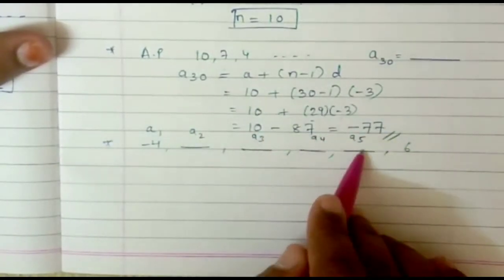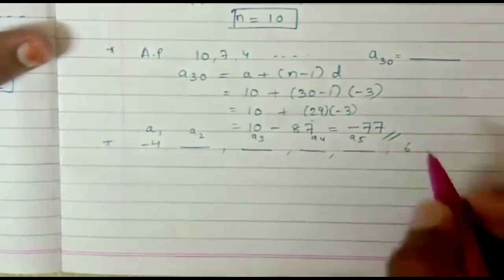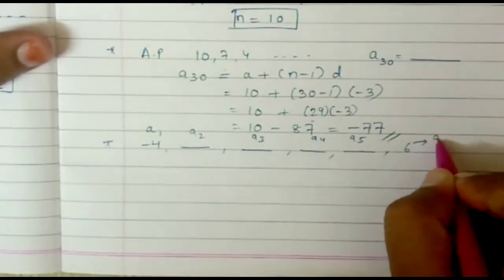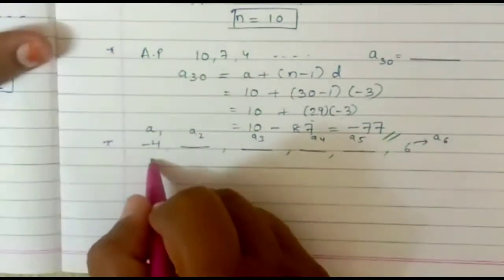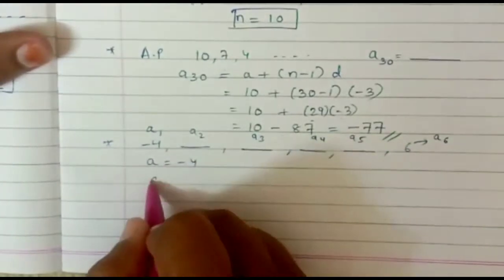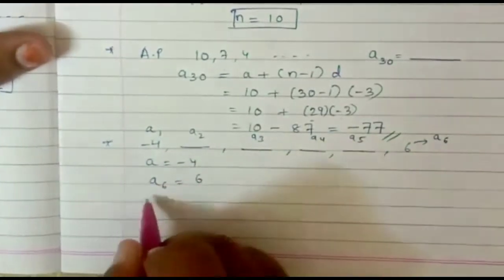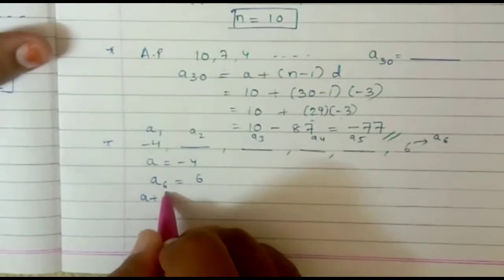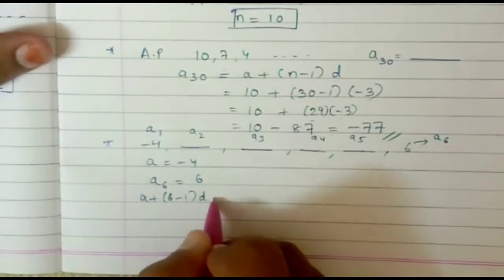Second, third, fourth and fifth terms are not given to you. You need to find them. Sixth term is given to be 6. Now as your first term A is minus 4 and A6 is 6, according to the formula, what is A6? A plus (6 minus 1) into D is 6.